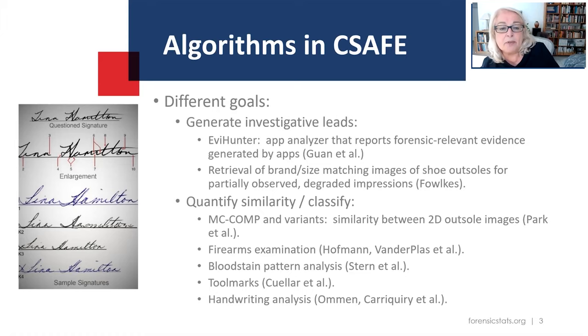So I'm not sure how many of the presentations you had a chance to attend today, but all of these have been discussed earlier. So Evie Hunter, for example, is an app analyzer. And this one allows examiners to look at forensic relevant evidence that is generated by the apps that may be present in a suspect's mobile device, for example. And that's all I'm going to say about Evie Hunter right now. But if you are interested, Young Wan and his group would be the people to contact about this.